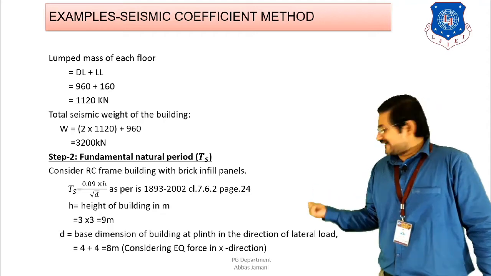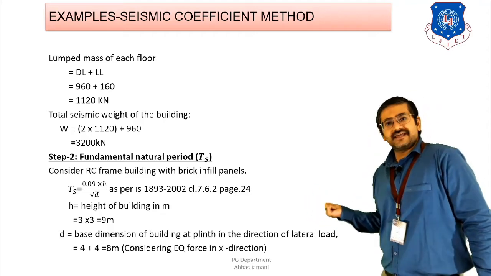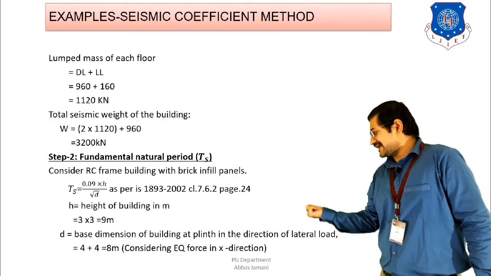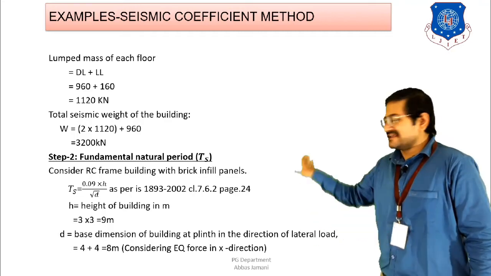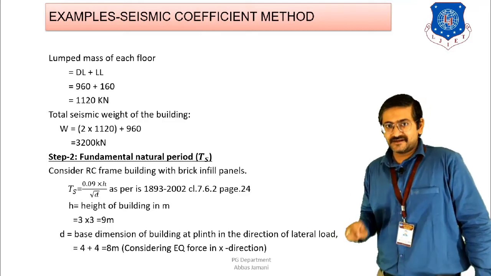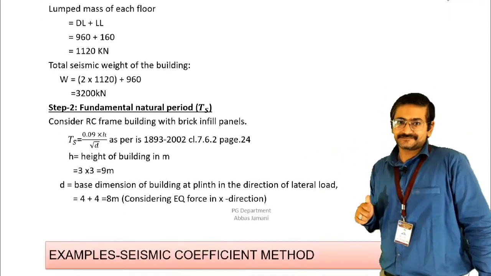So if I look at the dimension of the building, in the x direction the total length of the building is 8 meters, and I am calculating the earthquake in x direction. That is why my value of D will be 8 meters. If I were calculating the earthquake in z direction, then my value of D would be 10 meters, right? Since I am considering x direction, my value is going to be 8 meters.